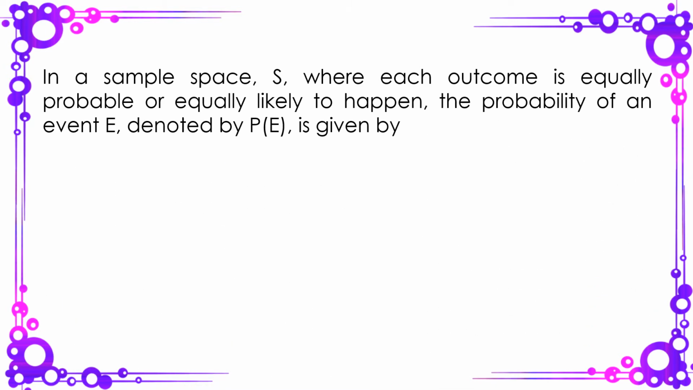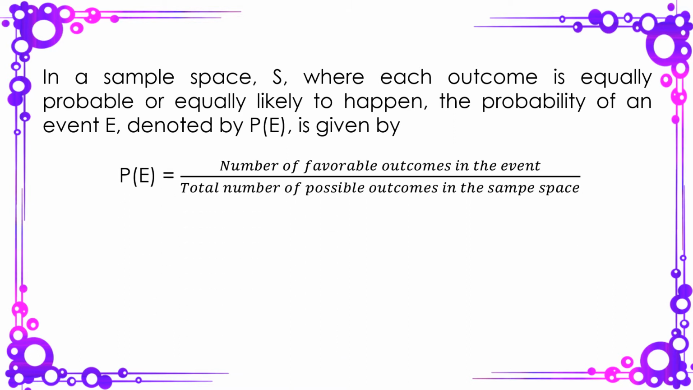Let us proceed to our formula. In a sample space, or S, where each outcome is equally probable or equally likely to happen, the probability of an event E, denoted by P of E, is given by P of E is equal to number of favorable outcomes in the event over the total number of possible outcomes in the sample space. In symbols, P of E is equal to N of E over N of S. Let us have an example.